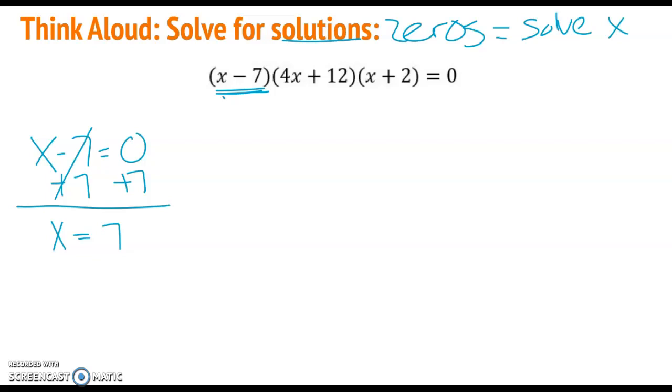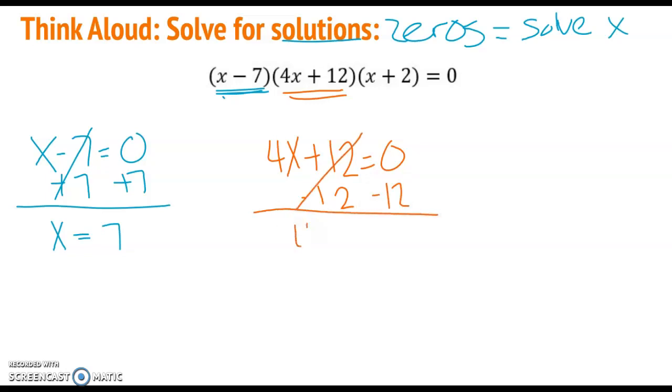Now I'm going to be looking at the next set of parentheses. My next set of parentheses is 4x plus 12. Once again, I'm going to set that parentheses equal to 0, and I'm going to be solving for x. So I don't want to do anything to this 4x just yet, so I need to go over to my constant. It is a positive 12. The inverse operation of a positive 12 is a negative 12. This eliminates, I'm left with 4x. I have 0 and a negative 12. That is just going to turn into a negative 12.